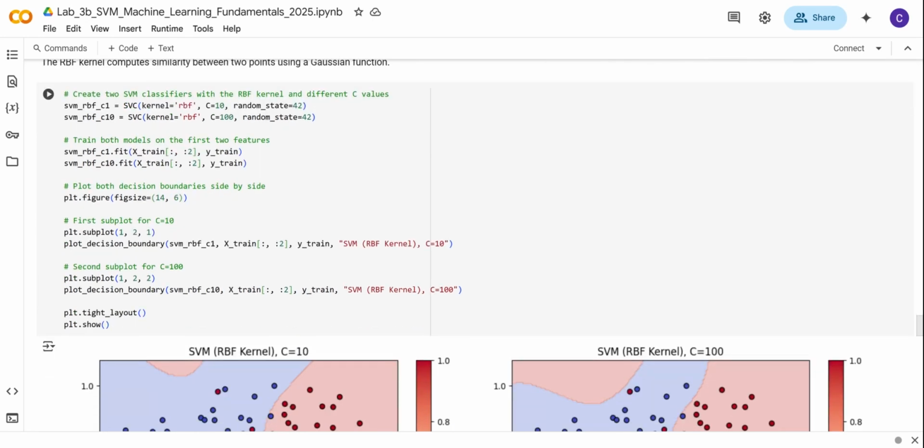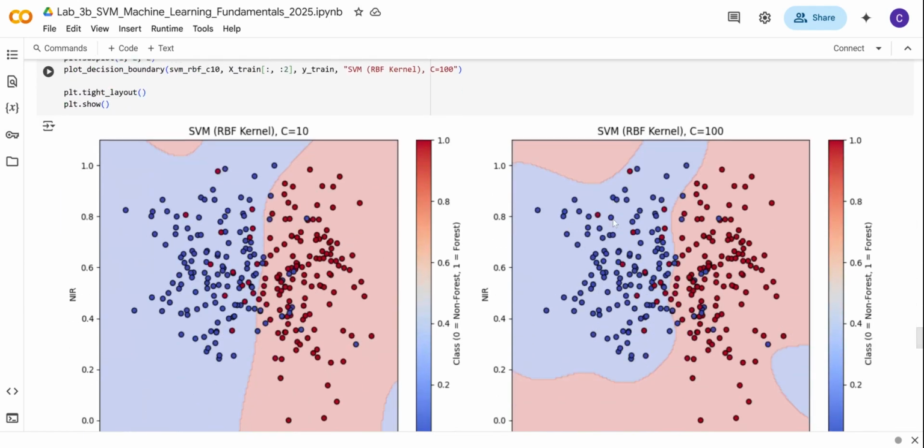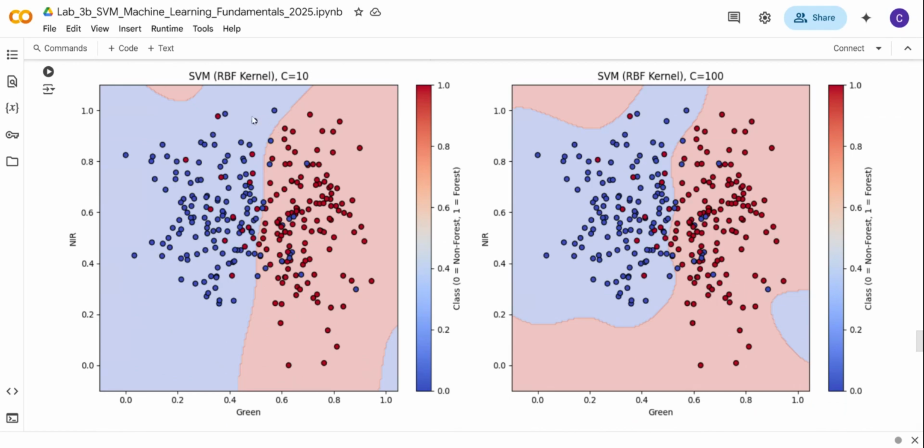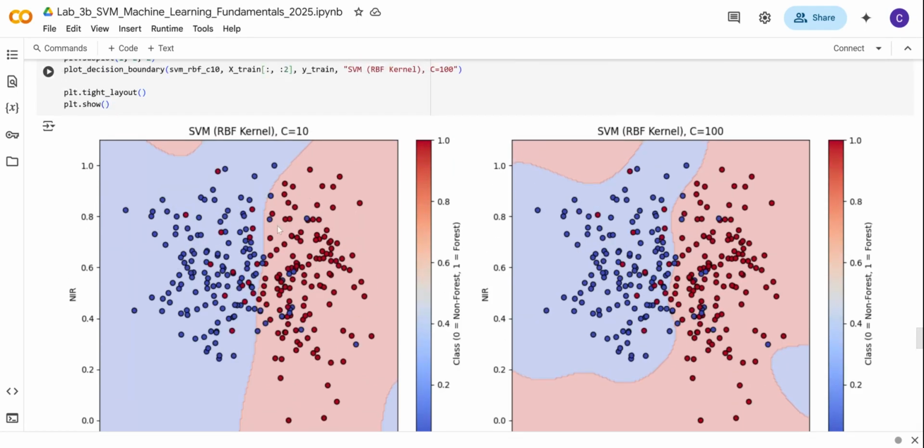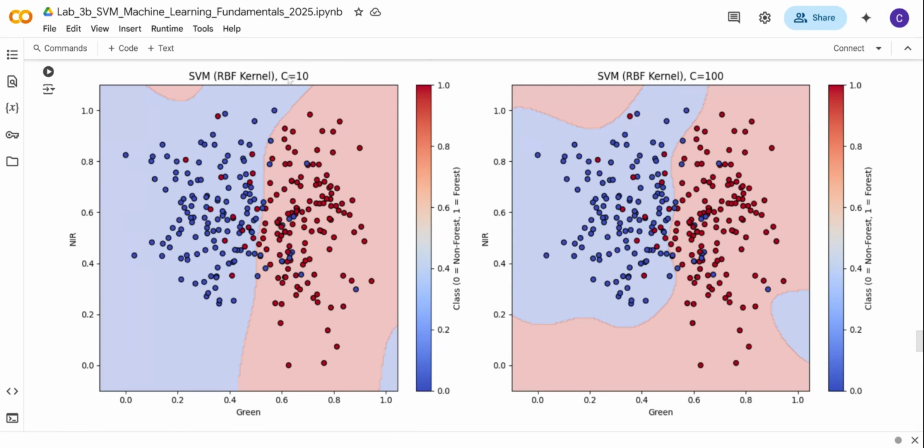If we plot again using the regularization parameter of 10 and 100, this is what we get. As you can see, there's a change here in the decision boundaries. For the regularization parameter of 10, we see a slight change compared to the polynomial. And for the regularization parameter of 100, we see that there's a more concerted effort to separate the two classes.